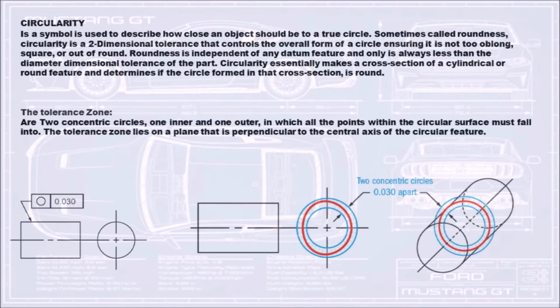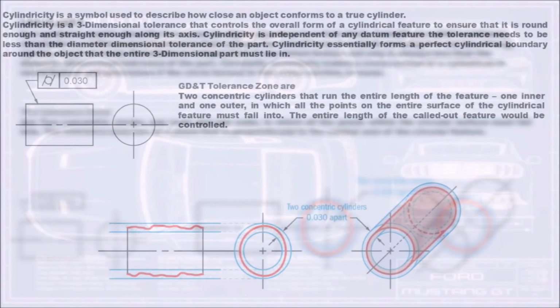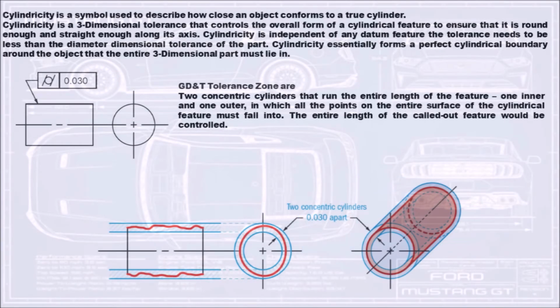Circularity essentially makes a cross-section of a cylindrical or round feature and determines if the circle formed in that cross-section is round. The tolerance zone is two concentric circles, one inner and one outer, in which all the points within the circular surface must fall. The tolerance zone lies on a plane that is perpendicular to the central axis of the circular feature, as shown below. Cylindricity is a symbol used to describe how close an object conforms to a true cylinder.